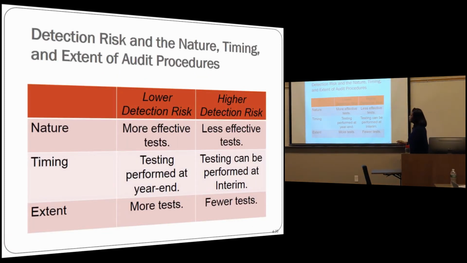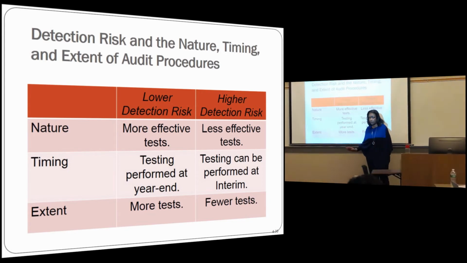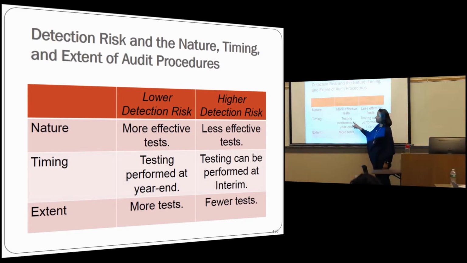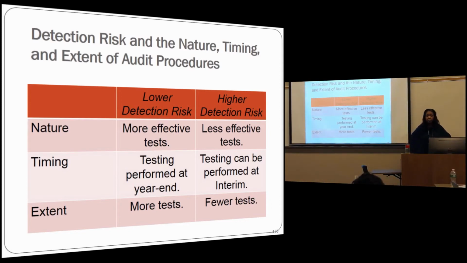So just to summarize, the objective of the audit risk model is a framework that auditors use to determine the nature, timing, and extent of the audit tests, the audit procedures, that they're going to perform. If you have lower detection risk, the auditor is willing to accept only a low risk that they will not detect a material misstatement, given the audit procedures that they perform. They're going to want to keep audit risk low.